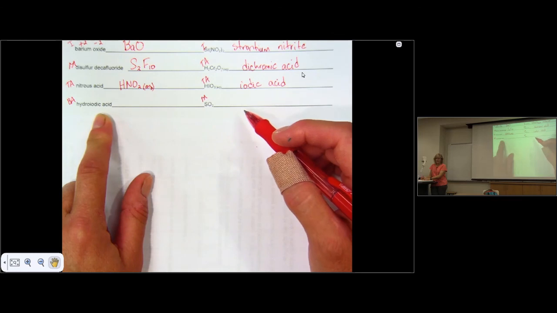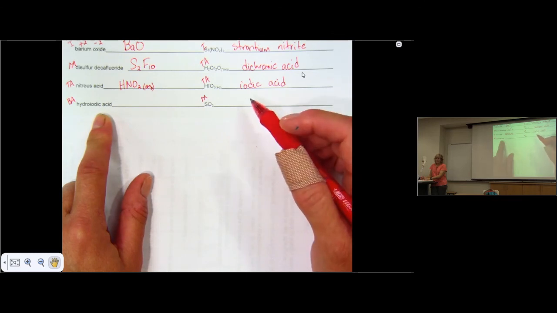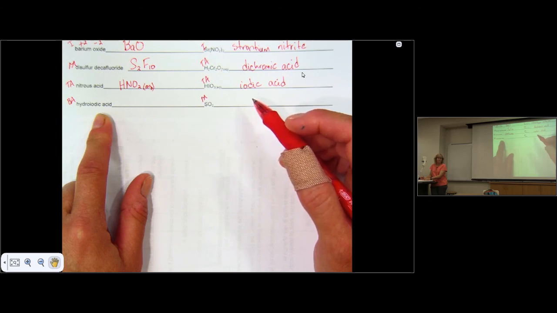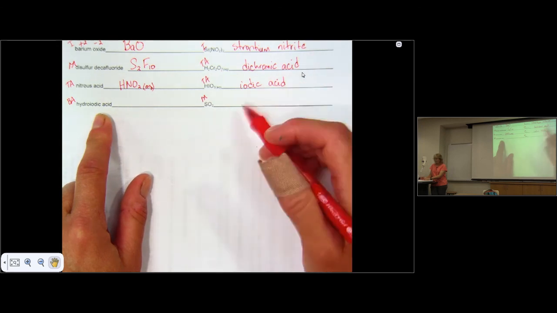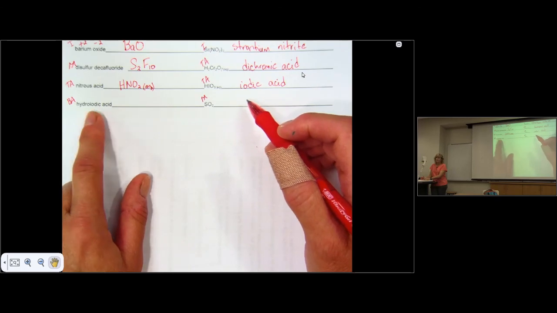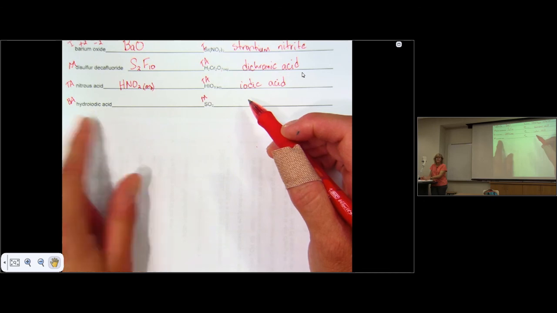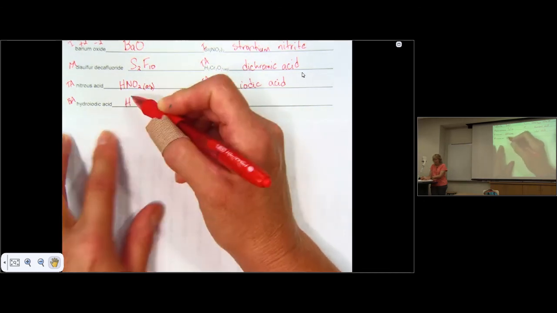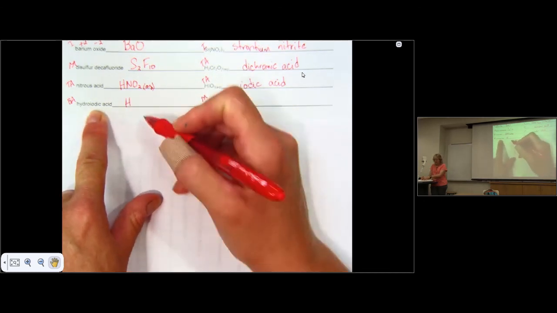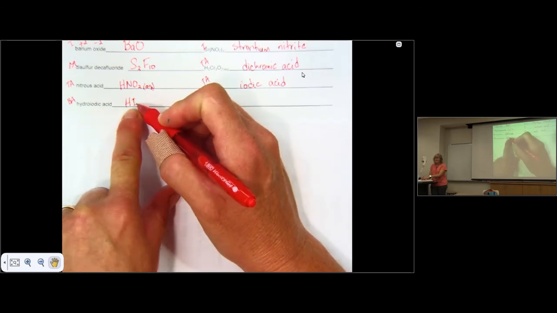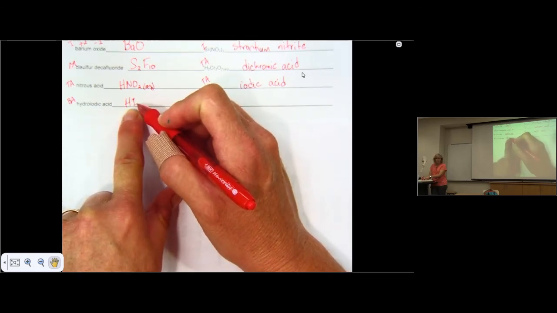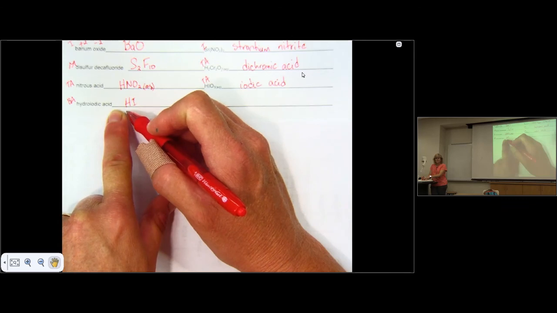Hydroiodic acid. Tell me what hydroiodic acid indicates. It's a what? Binary acid. All of the acids have hydrogen. But by writing hydro, it's saying it's a binary acid, which means it's hydrogen and whoever else it is, who is it? Iodide. And iodide has a -1 charge. Hydrogen is +1.